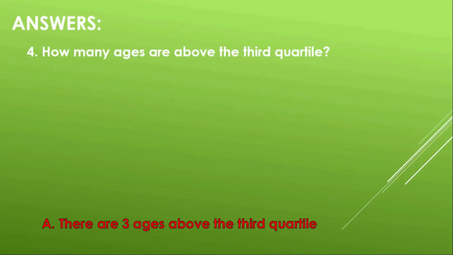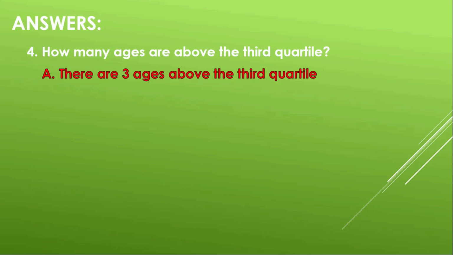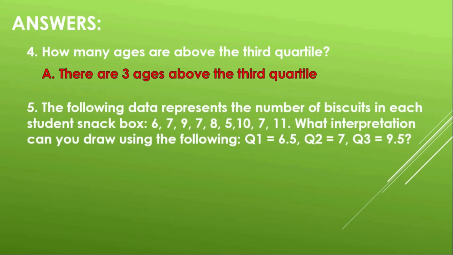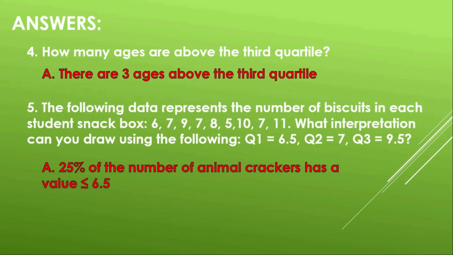For number 4, the answer is A. There are 3 ages above the third quartile. And for number 5, the answer is letter A. 25% of the number of animal crackers has a value of less than or equal to 6.5.